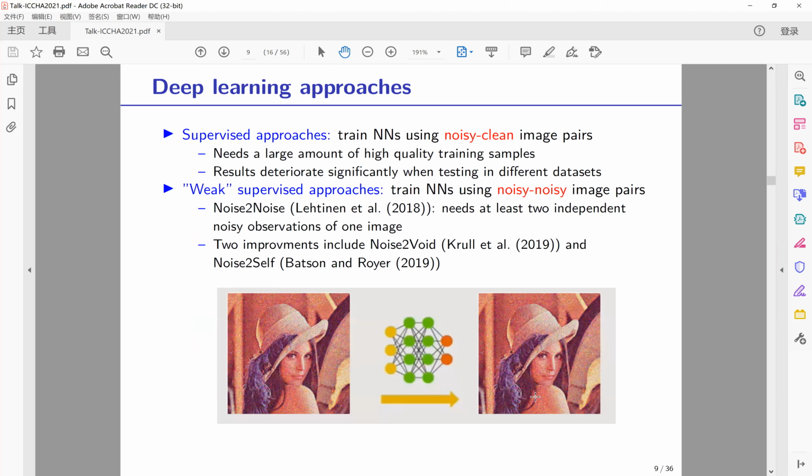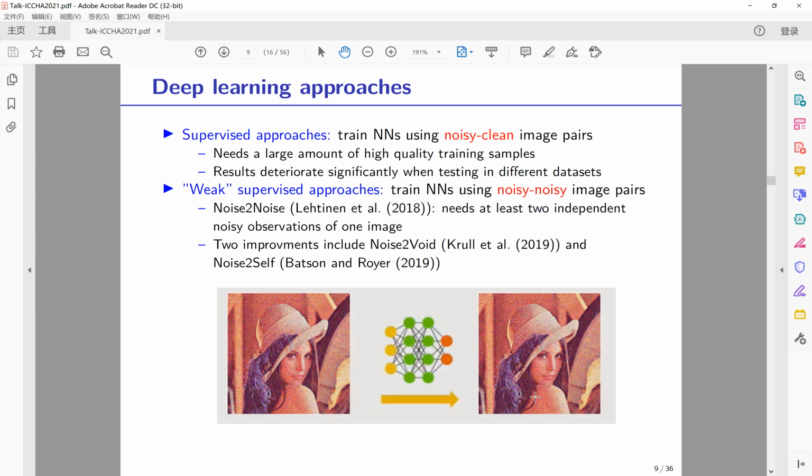One approach is that I can relax the clean image to a noisy image, which means that now I don't have noisy and clean image pairs. I have noisy and noisy pairs. But these two noisy images are independent observations of our ground truth. And they can show that under certain assumptions, this loss is equivalent to the noisy and clean image pairs. So this is the noise-to-noise approach, and they get a good result.